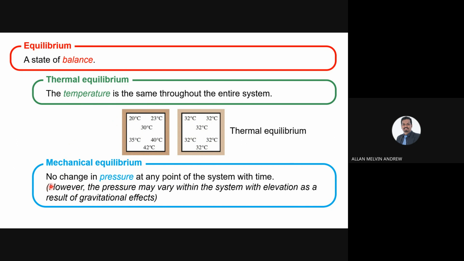The definition: no change in pressure at any point of the system with time. However, the pressure may vary within the system with elevation as a result of gravitational effect. This is one important point, because on the surface of the earth, we will normally be at sea level.